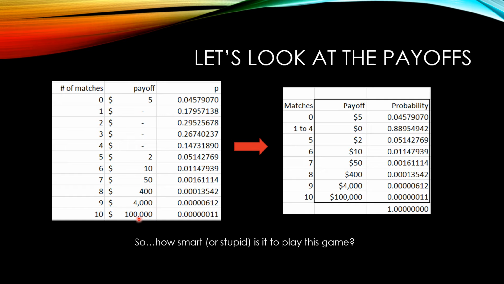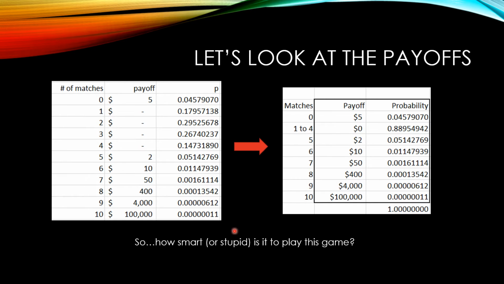For example, if you pick 10 numbers and don't hit one single matching number, you still get $5. But as we can see, that happens a little less than 5% of the time. There's a possibility that you'll make up to $100,000 for your $1 purchase in this game, but the probability of it is staggeringly small. I've taken this table and reduced it a bit to just focus on what the different payoffs are and what the probability is for each. And as you can see, the probability of having 1 to 4 matches added up to about 89%.